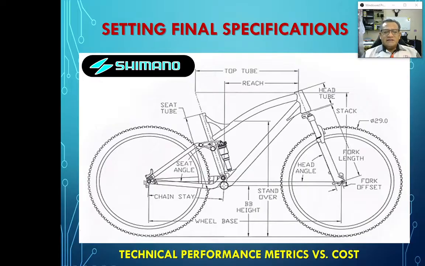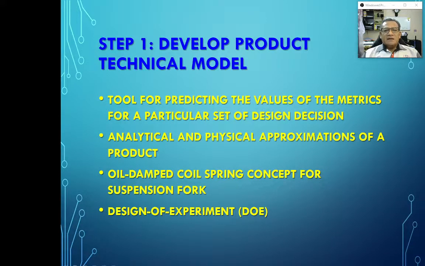So you have the distance from wheel to wheel center. You have the length of the fork. You have the length of the head tube. Okay, you have this chain stay. What is the actual length? Right. So these are all basically the technical performance metrics that need to be compared against the cost, in order to develop the prototype model or the technical model, right?